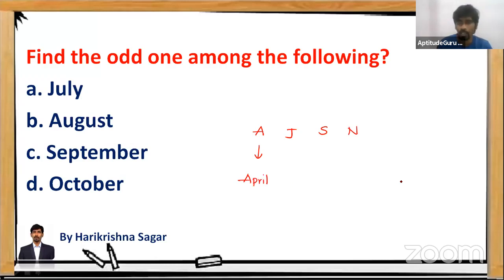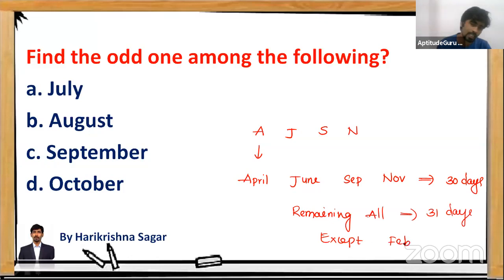You are going to have 30 days in these months. Remaining all will have 31 days, except February. So this point I'm just keeping in mind, except February. It is very much helpful when you are solving calendar questions.